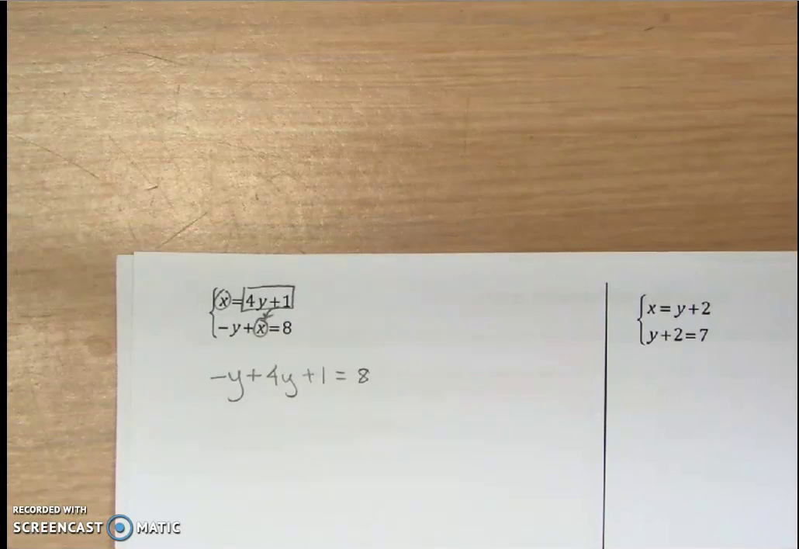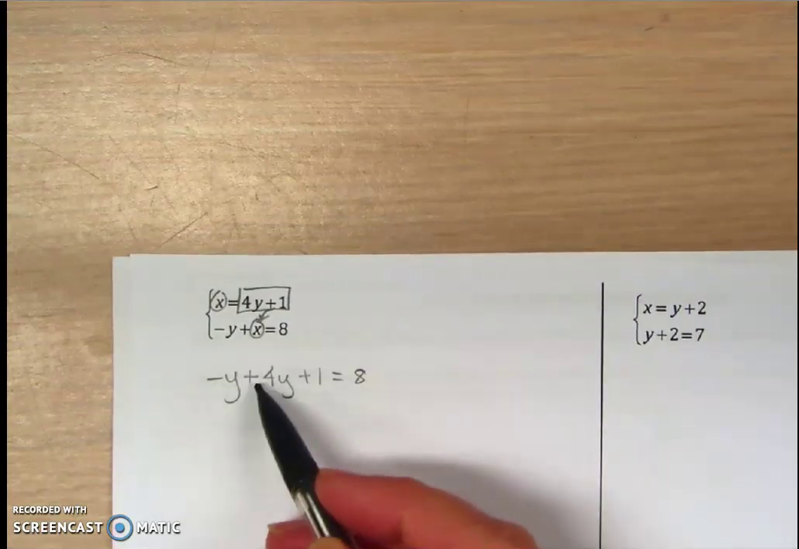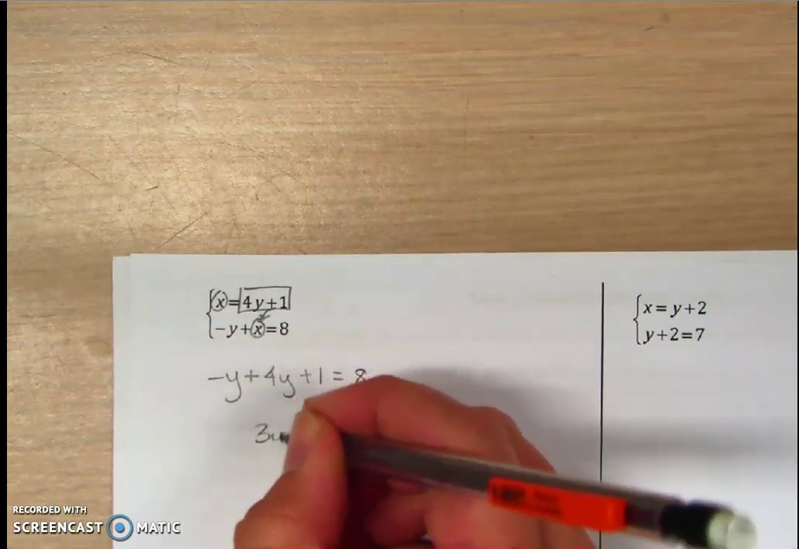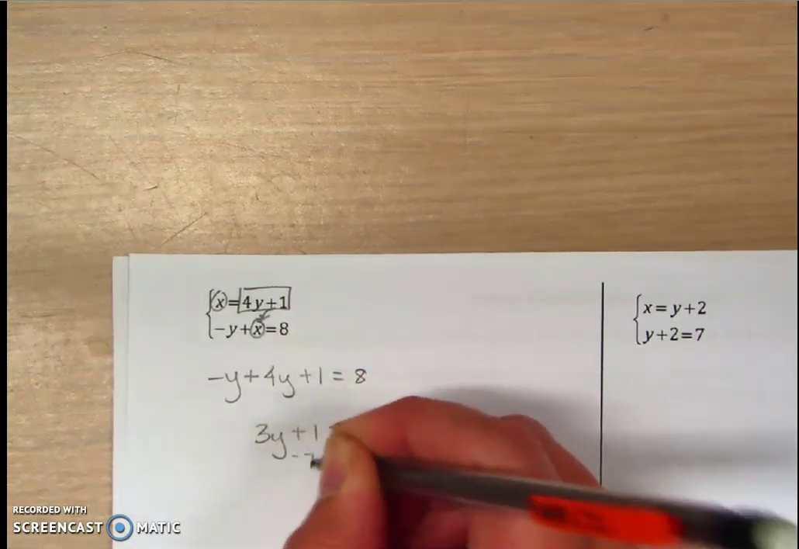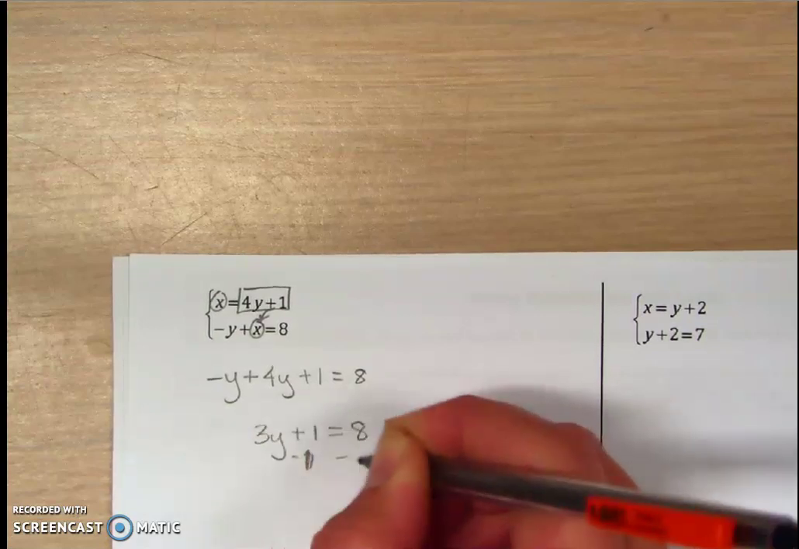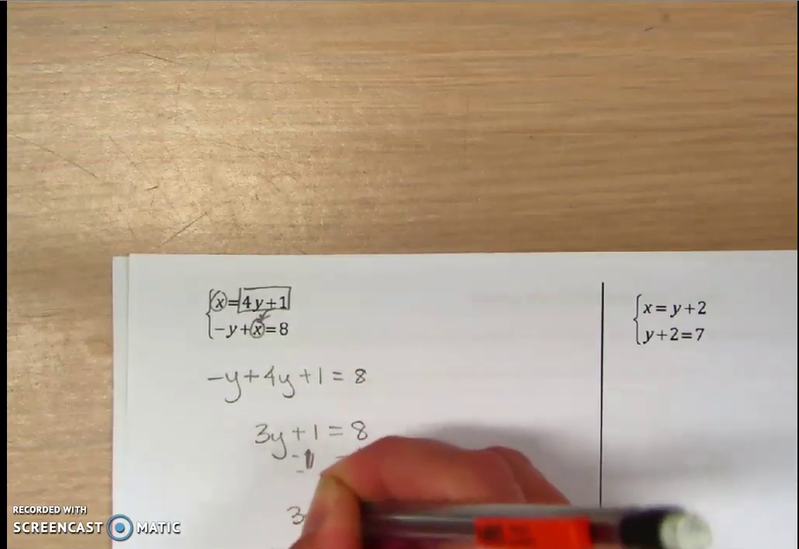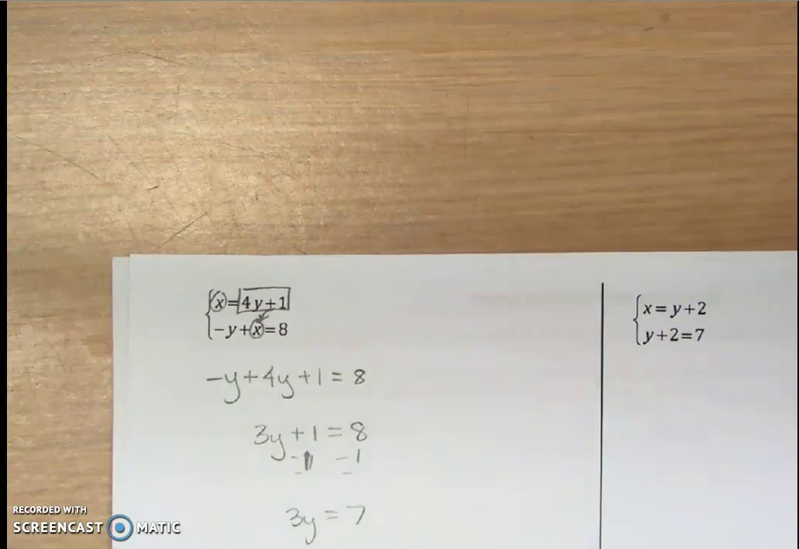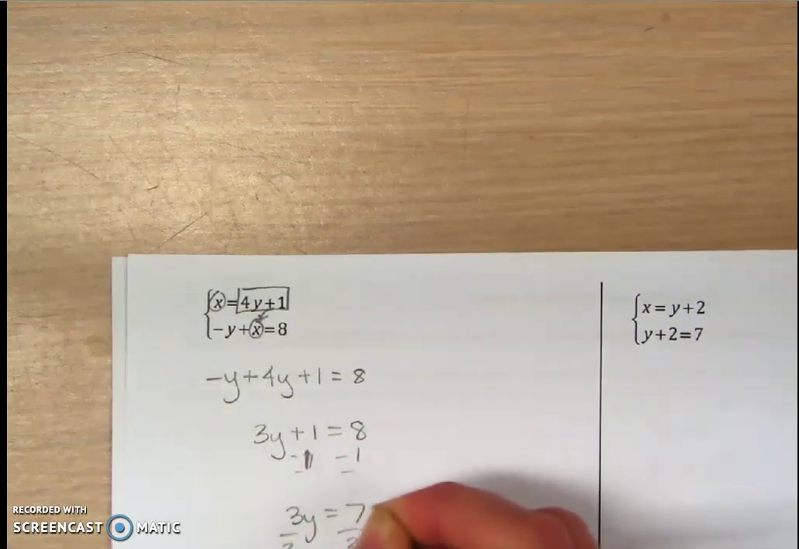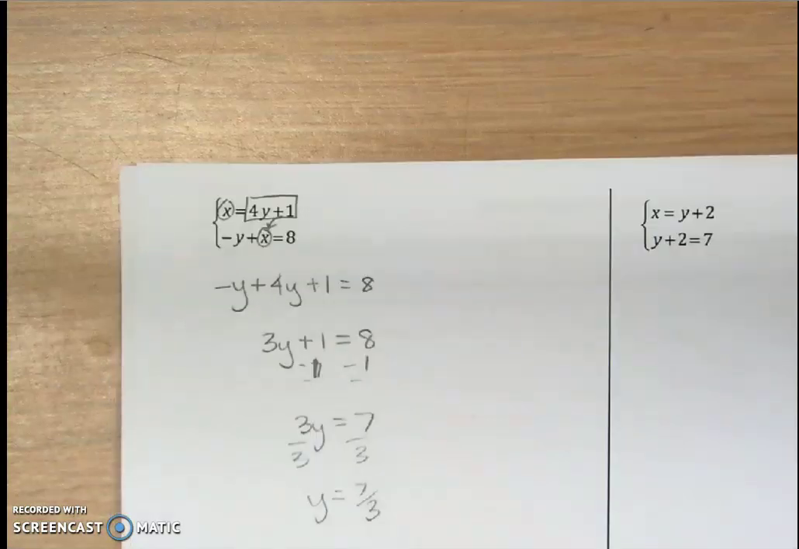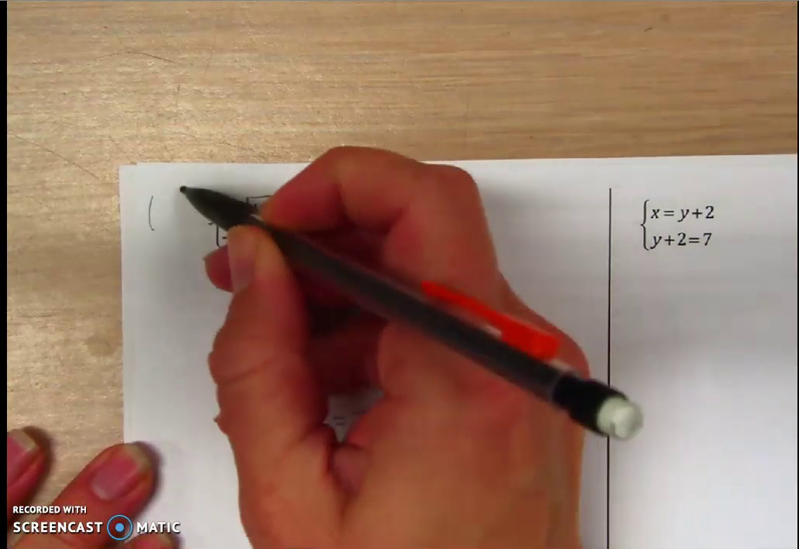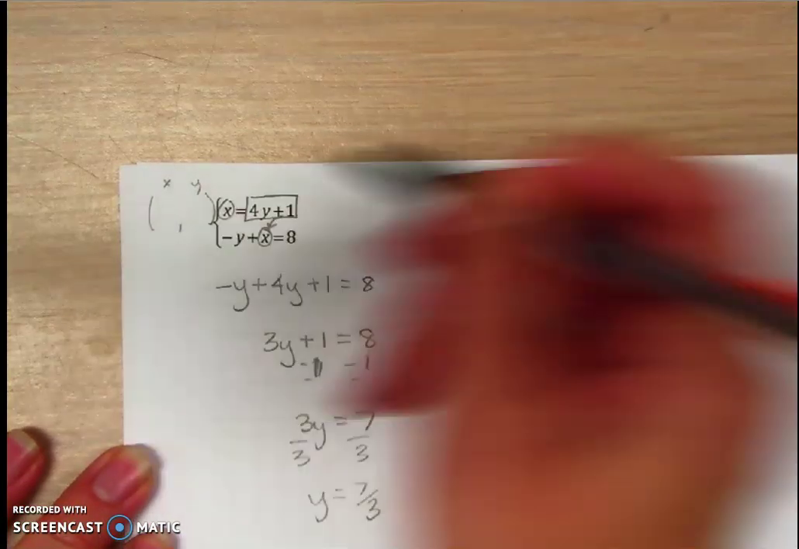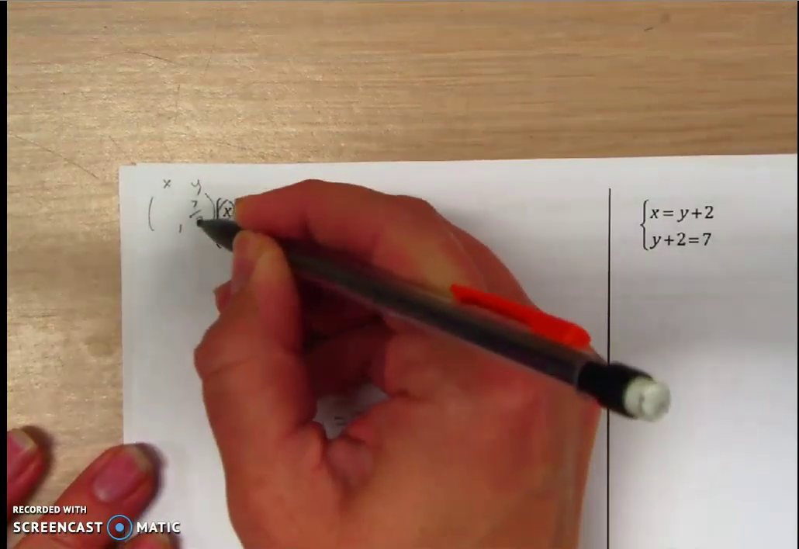Now we just combine like terms and solve. So negative 1y plus 4y, that's going to give me 3y. Plus 1 equals 8, and now we subtract the 1. Oops, I wrote 7. Now we subtract the 1, and we get 3y equals 7. Divide both sides by 3, just following our steps of solving equations, and we get y equals 7/3. All right, so that's the y. Remember, I'm looking for an x and a y. So for y, I have 7/3.